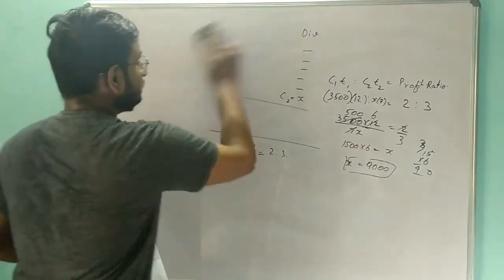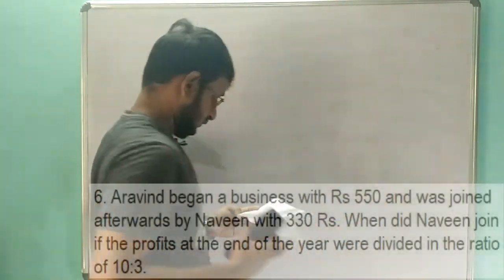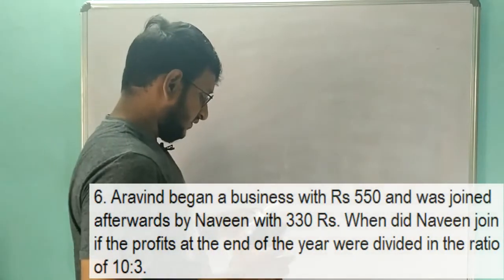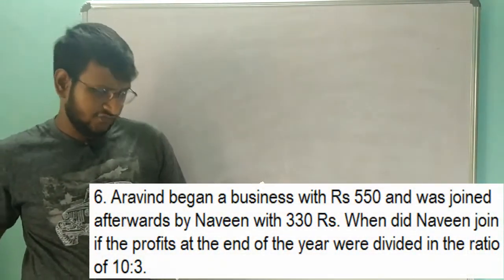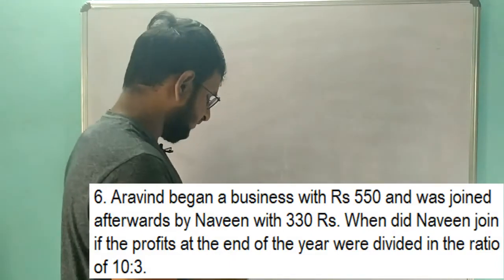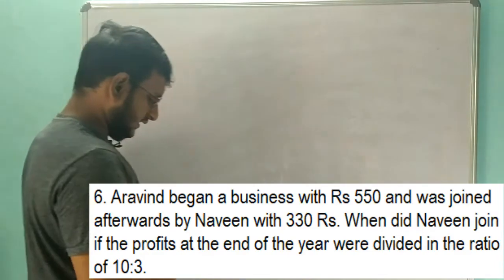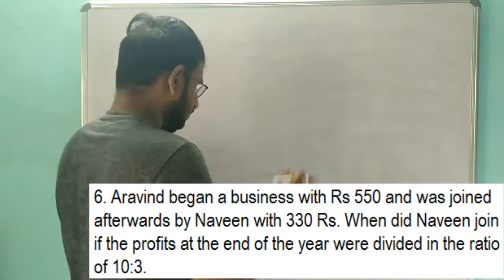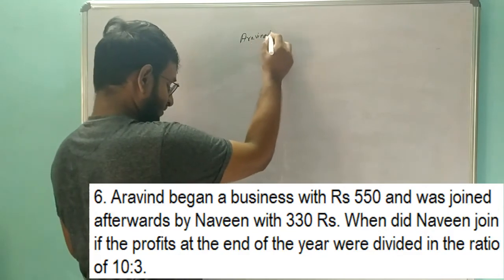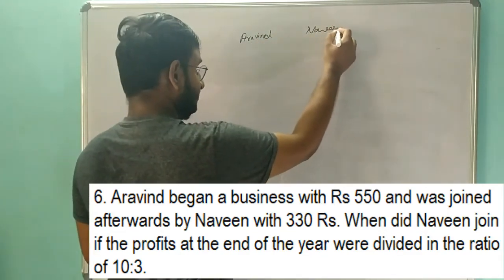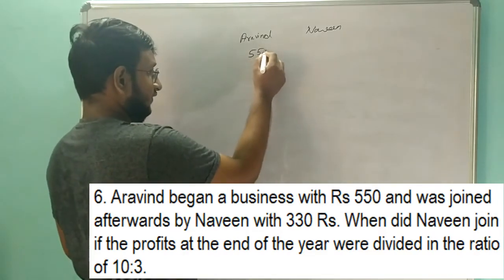So in the next question, what have they given us? Arvind began a business with 550 rupees and was joined afterwards by Naveen with 330. Again the same format. So Arvind and Naveen, there are two partners. Here Arvind has started a business with rupees 550.